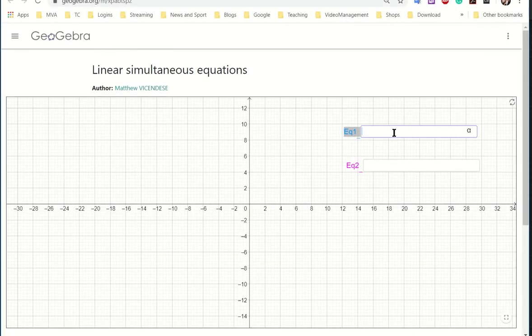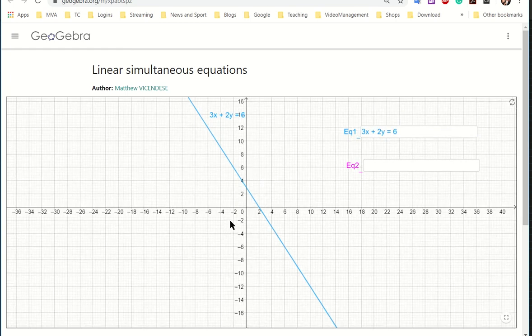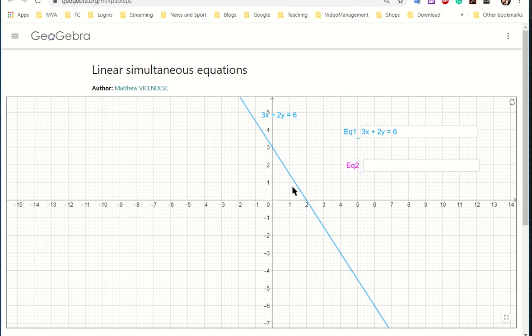So when we began part B in the last example, our first equation was 3x plus 2y equals 6. Now if I zoom in, notice that the y-intercept is 3 and the x-intercept is 2. And then if you recall, I multiplied the whole equation by 3, which would make this 9x plus 6y equals 18. So notice I have equation 1 as 9x plus 6y equals 18, but we still see the old equation. If I press enter, what do you expect to happen?